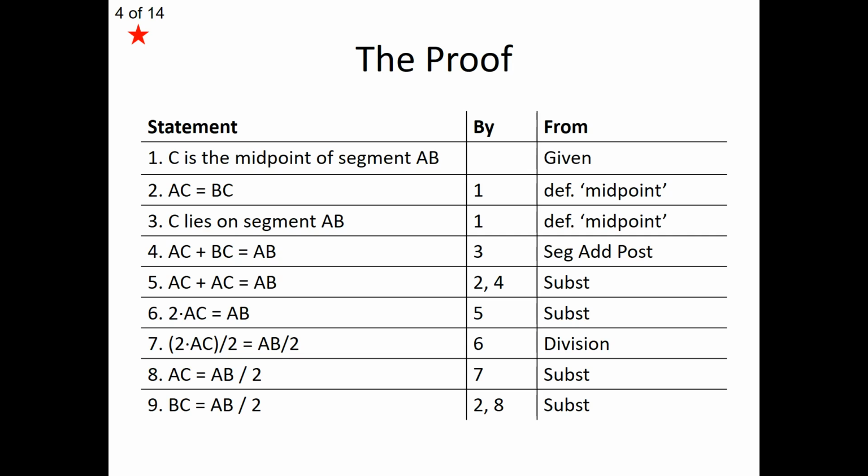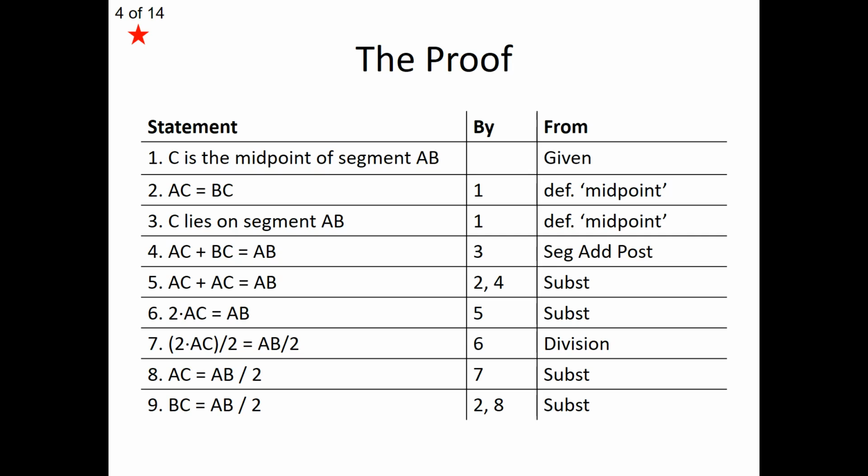So AC plus BC is equal to the whole segment AB. What am I going to do with that? Well, I already know that the two halves are equal to each other, which means I can take BC out of that equation and replace it with AC. So look at step 5. I've replaced BC with AC, and that's just substitution property. Using substitution property again, I can simplify that to 2 times AC equals AB.